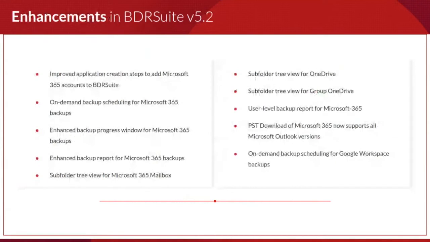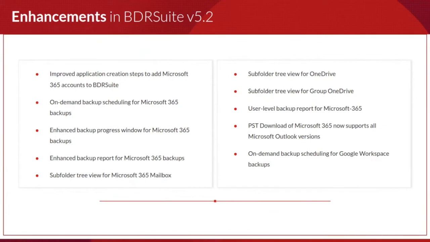And now let's look into the enhancements that we have made. This time most of the enhancements were towards the two main hot topics, which were SaaS applications backup. So mainly Microsoft 365 and Google Workspace got some enhancements in this version, and some bug fixes were also done in this patch of BDRSuite version 5.2. The first point which you could see is an automated step to add your Microsoft 365 account to the BDRSuite, which has been introduced into the product.